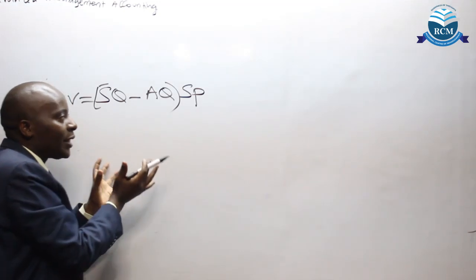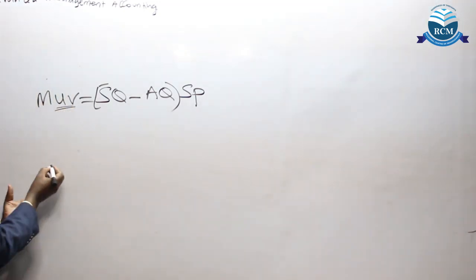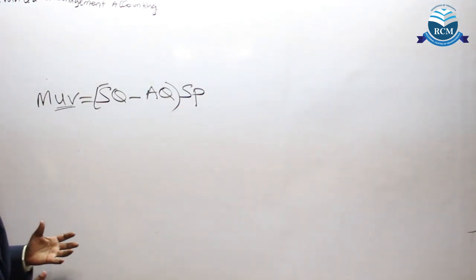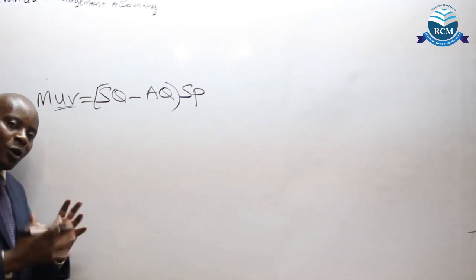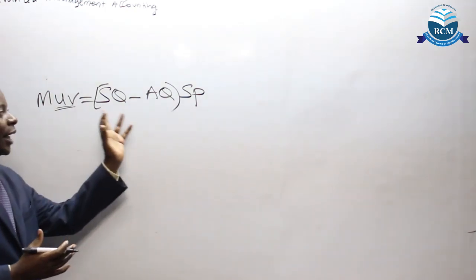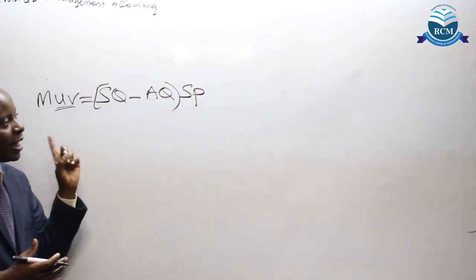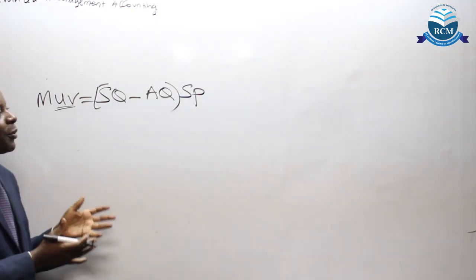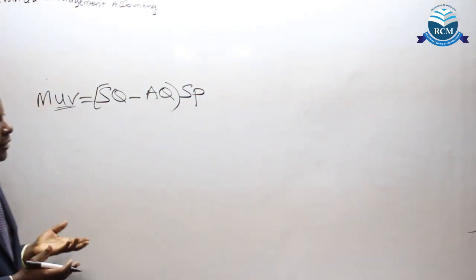We come and monetize. So the key thing here is that we are calculating a usage variance. Usage variance, difference between two quantities. Standard quantity minus actual quantity. And then outside we have the standard price. For monetization purposes, anytime you have got money outside, money has got to be standard.